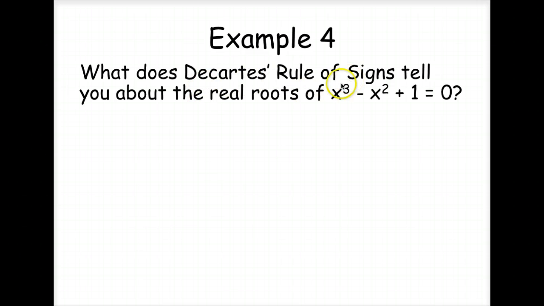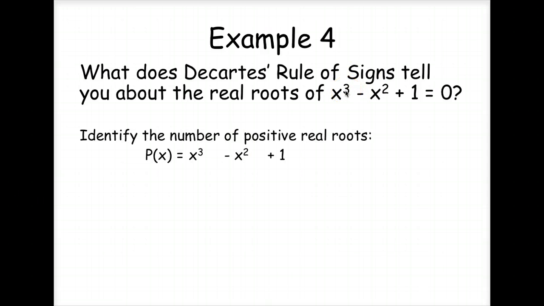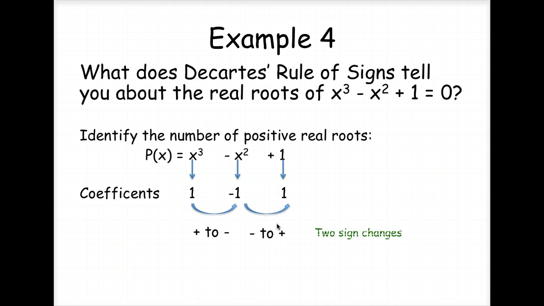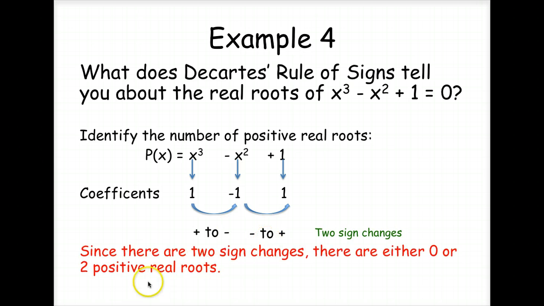What does Descartes' rule of signs tell you about the real roots of x to the third minus x squared plus 1? Notice that it's to the third power, so we could have 3 real roots. Let's write the coefficients of each of these terms. We've got 1, -1, and 1. So we've got a sign change here and another sign change here. So there are 2 different sign changes. So they're either 2 or 0 positive real roots.